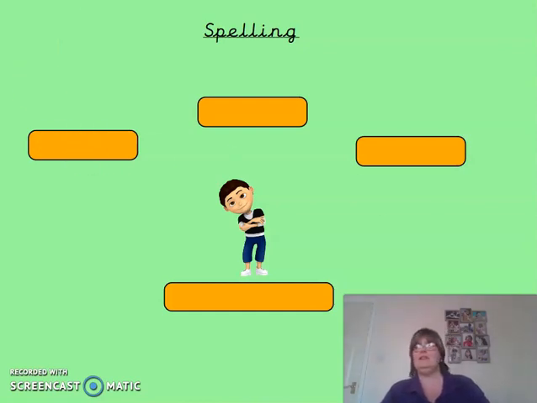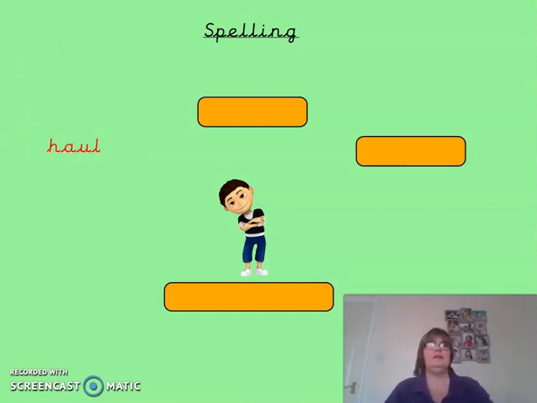Right, let's take a look. Oops, swap to my pointer. There we go. So hall. H-or-l. Now this isn't the type of hall where you might go to have your dinner in the dining hall. This is haul as in to pull something, to heave something. That's haul. Okay, the next one is jaunt.